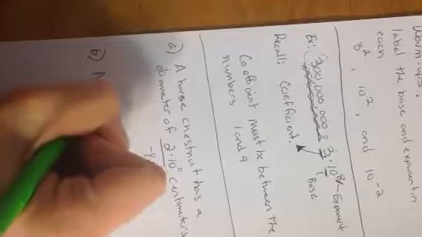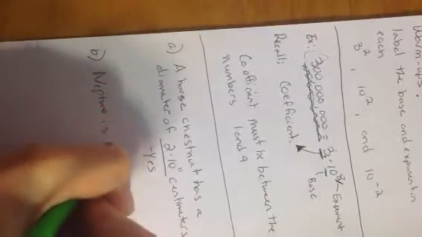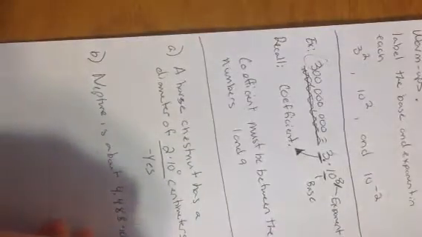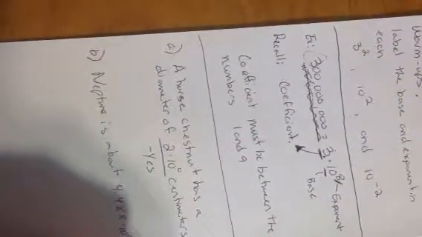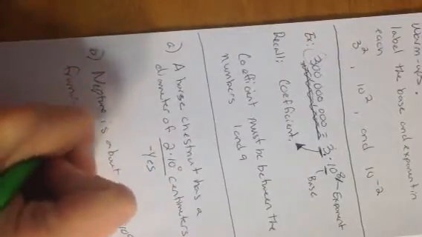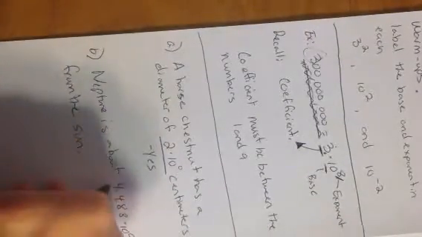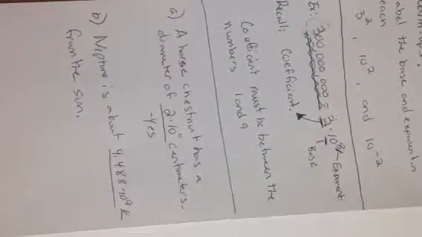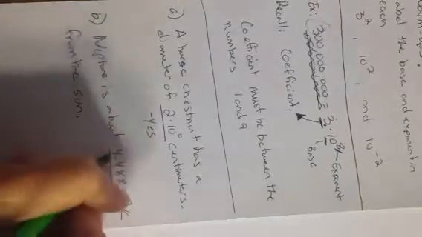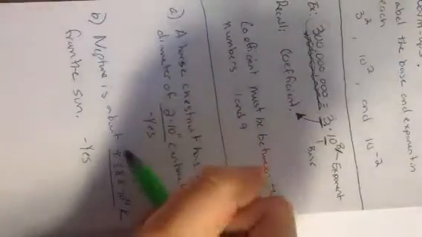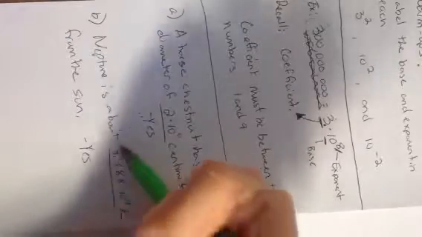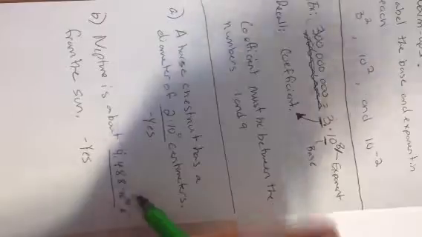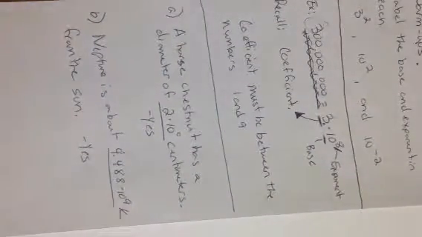B, Neptune is about 4.488 times 10 to the 9th kilometers from the sun. And they want to know if 4.488 times 10 to the 9th is properly written in scientific notation, and that is a yes, because my coefficient is between 1 and 9. This whole number is called the coefficient, but I only care about the number in front of the decimal being between 1 and 9. And then it's times 10 to some power. It doesn't matter if the power is positive or negative.